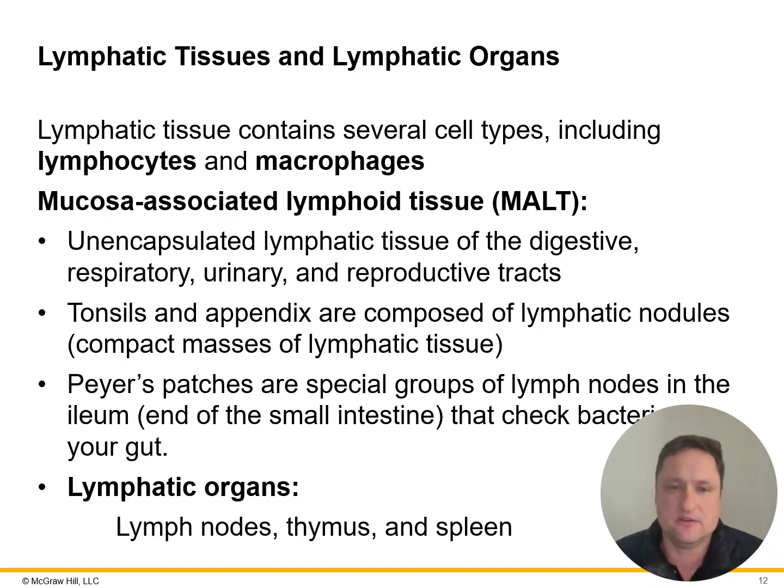Encapsulated lymphatic organs include lymph nodes, the thymus, and the spleen. Nodes are distributed along vessels and filter lymph. The thymus sits in the mediastinum and is essential for T cell maturation during early life. And the spleen, which is the largest of the lymphatic organs, filters blood, not lymph, while also housing immune cells.